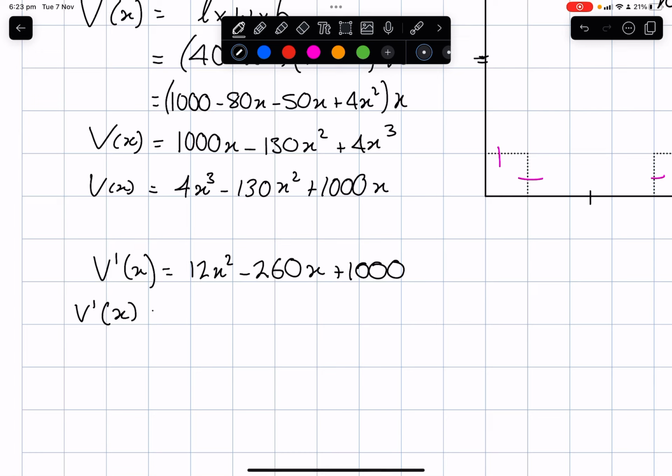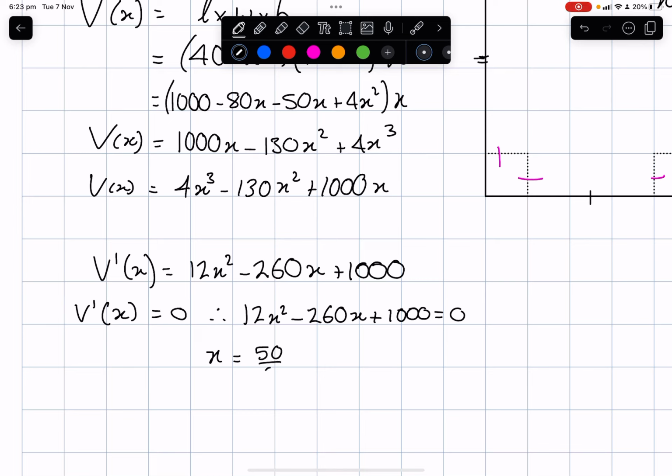Now we want to find those stationary points. So we want to find V dash of x equals 0. So 12x squared, take 260x plus 1000 equals 0. Now, factorizing that by hand is going to be a little bit tricky. So you're more than welcome to use a graphics calculator to help you solve this. I'm going to do that super quickly now. So my x values are going to be 50 over 3 and 5.